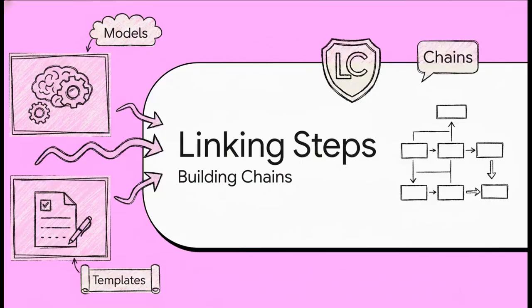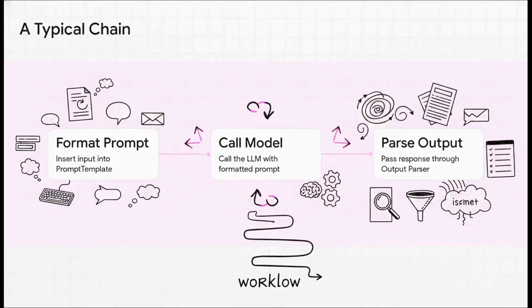Moving on to Section 2, Linking Steps, where we build chains. So, we have our models and our templates, but to build something that actually works, we need to link them together into a workflow. A classic LangChain chain follows a really clear sequential flow. Step 1, you take the user's input and insert it right into your prompt template. Step 2, you call the LLM with that beautifully formatted prompt. And Step 3, you pass the model's response through an output parser. This is exactly how you build a reliable, reusable pipeline.